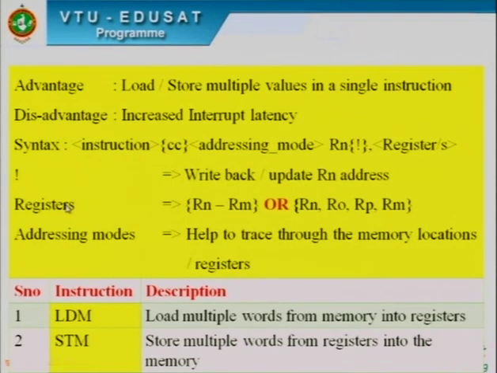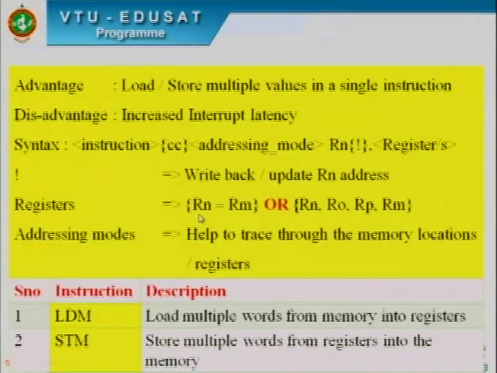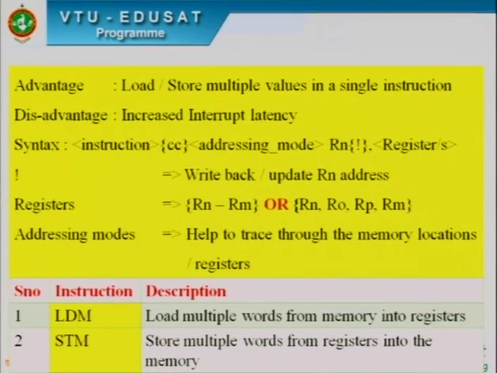The series of registers can be mentioned as Rn-Rm in the flower bracket, not in the square bracket this time. Or we can also mention in the flower bracket Rn, Ro, Rp, Rm. So we can specify the series of registers with comma separated registers, or we can specify them with a hyphen. When we specify them with a hyphen, Rn should be the lesser register value. That means Rn can be 1 or 2 and Rm can be a higher value than 1 or 2, that is R3, R4, R5 and above. We will take examples with this, so it will be more clear.